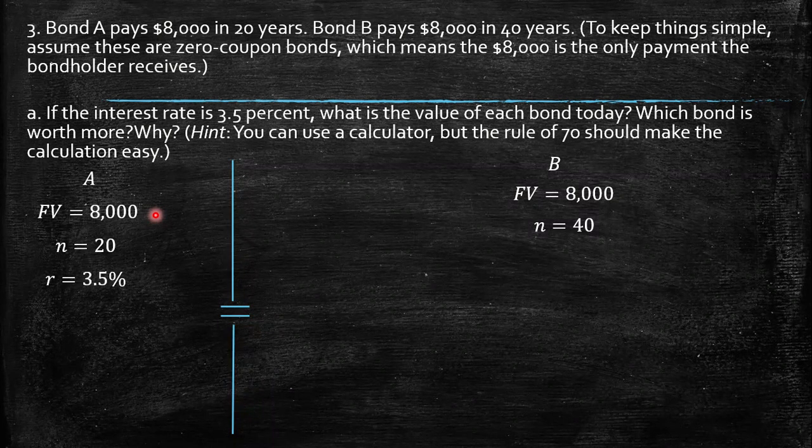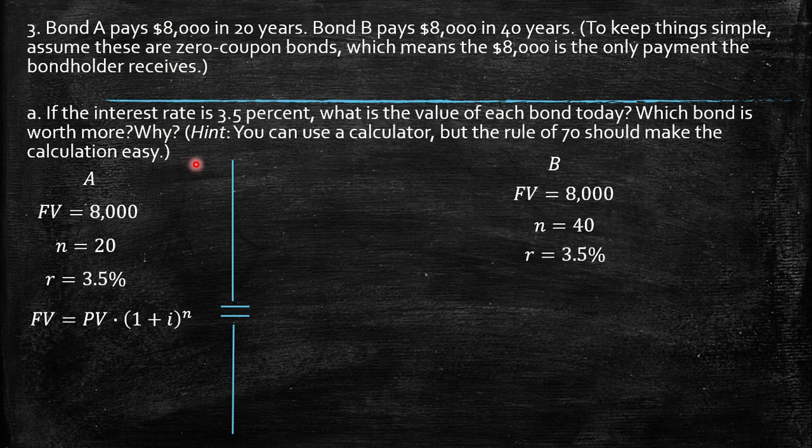Then here we have the interest rate for this bond. Here they provide a hint. We can use a calculator, but the rule of 70 should make the calculation easy. Actually, I use the formula because for me it's kind of easier. But if you can use the rule of 70, it's an option.